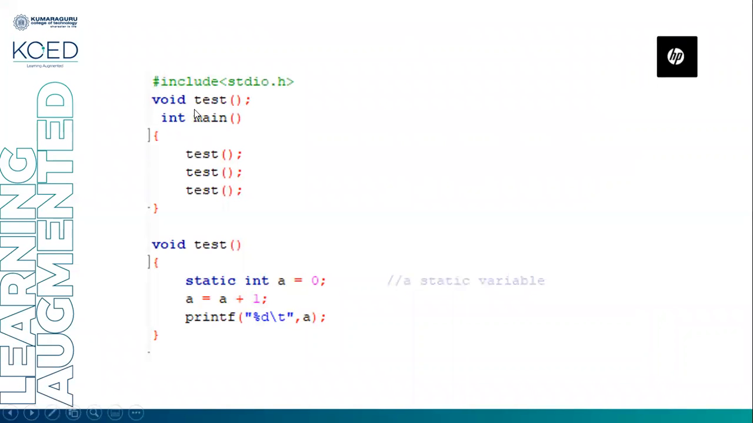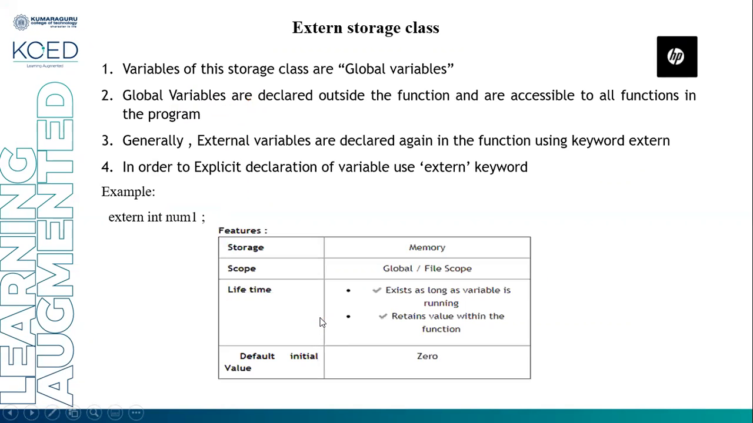See an example. Here I am declaring a function void test. In the test function I am declaring static int a equal to 0. Then I am doing a equal to a plus 1, and printf percentage d slash t, a. The first time I call it, it will initialize static int a equal to 0 only once, then a equal to a plus 1. It will have the value 1. The value printed is 1.